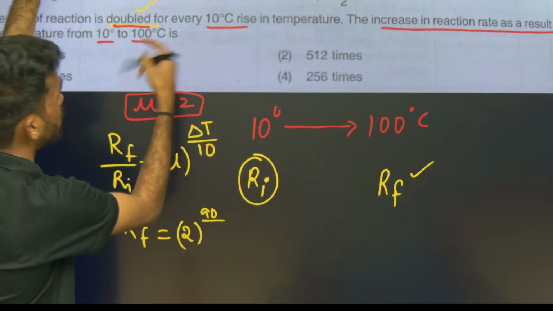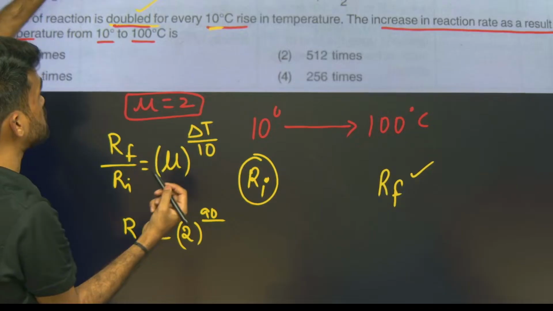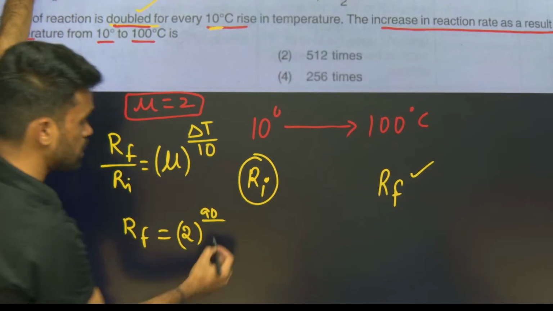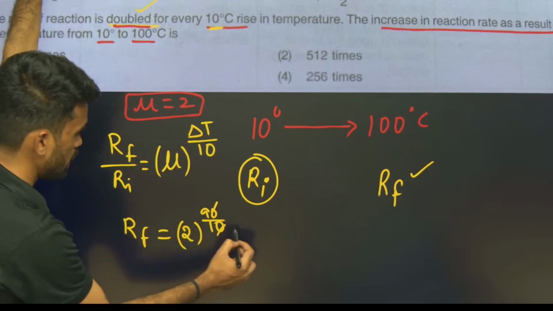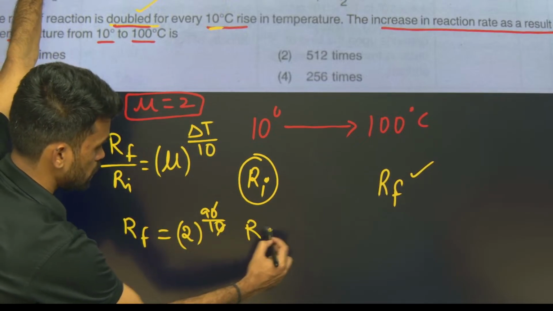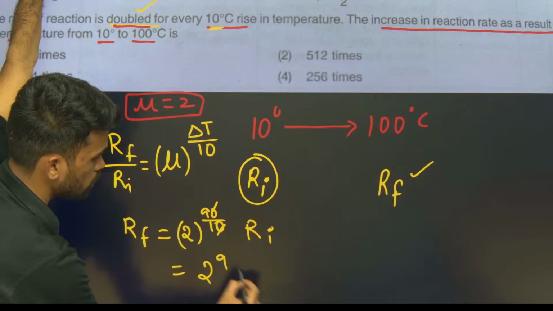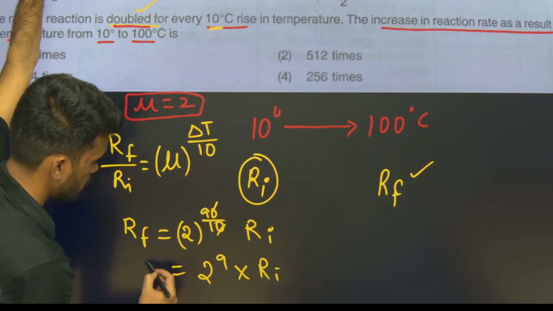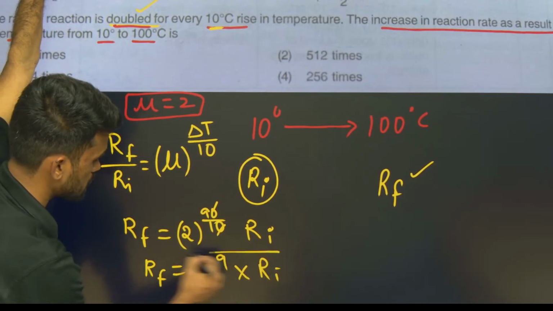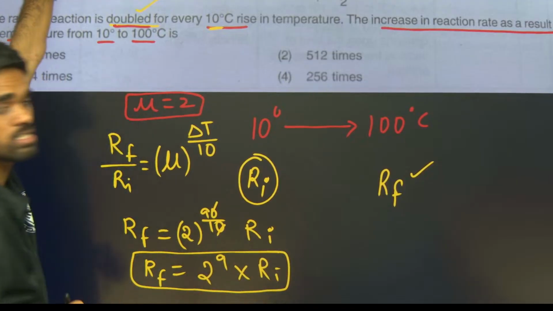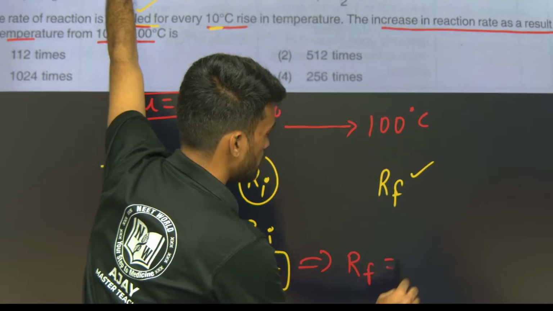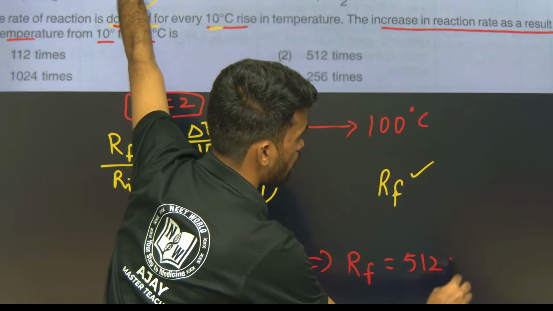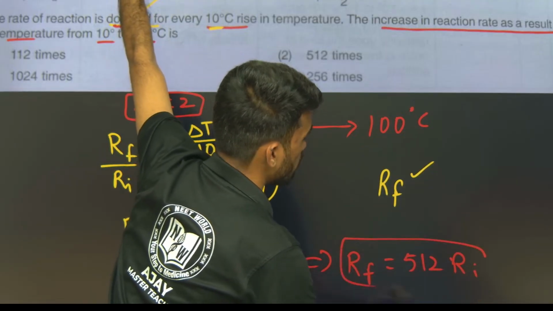Now, for every 10 degrees rise there is a 2 times increment, that's why I have taken 10 here. So R initial here, 2 power 9 into R initial, that will be R final. Hope it is clear. Now 2 power 9 is how much? It will be 512. So R final will be 512 times of R initial. So this will be your final answer.